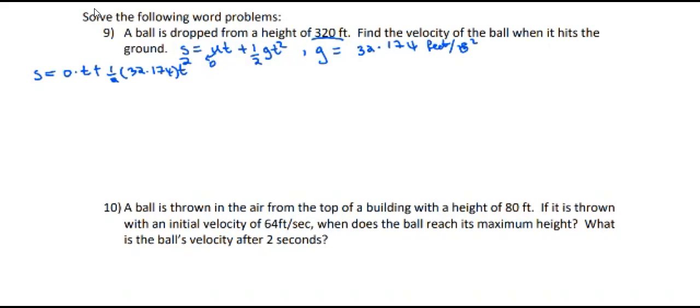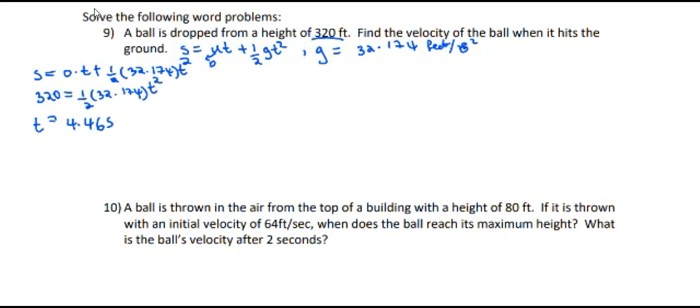And we do know what s is. It's the distance that the ball will be dropped. So we'll have 320 is equal to 1 over 2 times 32.174 times t squared. Then we can multiply by 2 on both sides, divide by this, and take the square root to get t, which is going to be equal to 4.46 seconds.